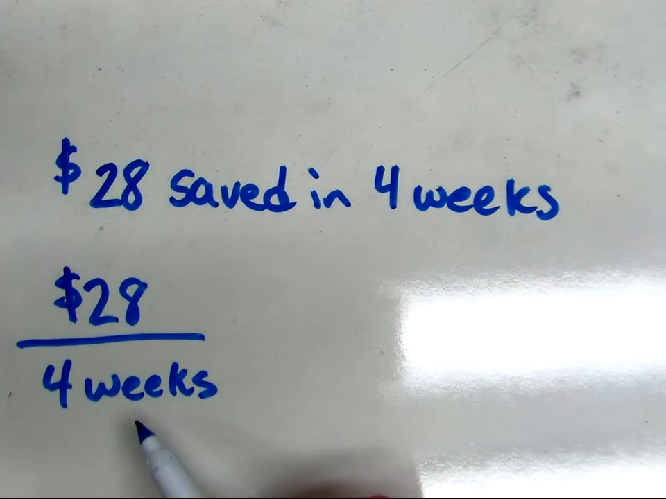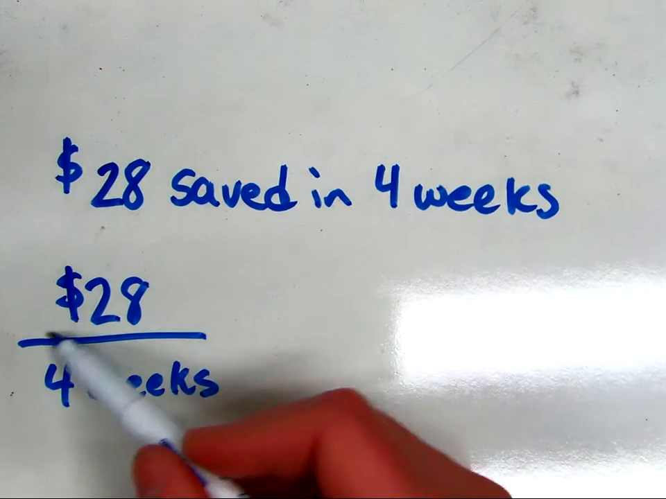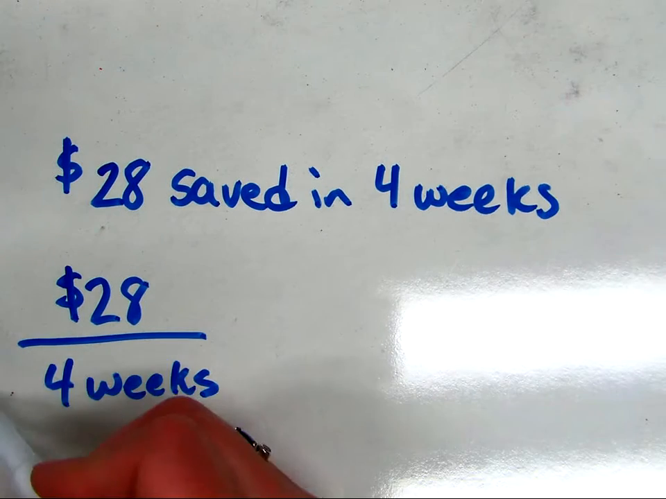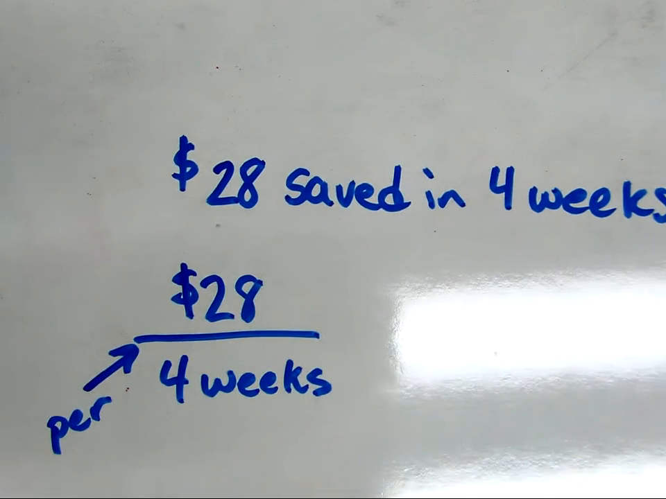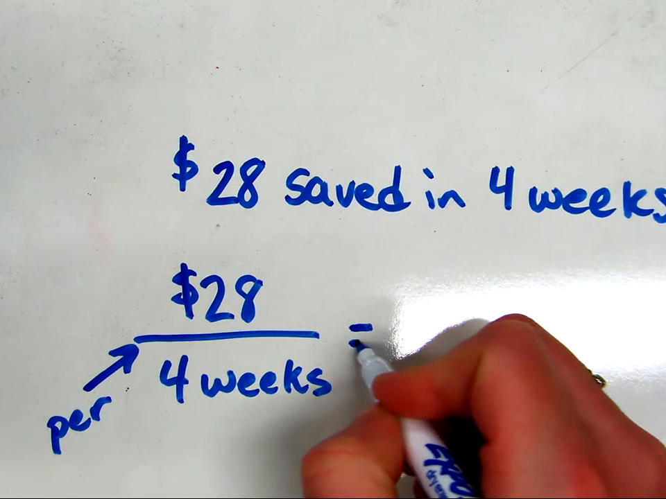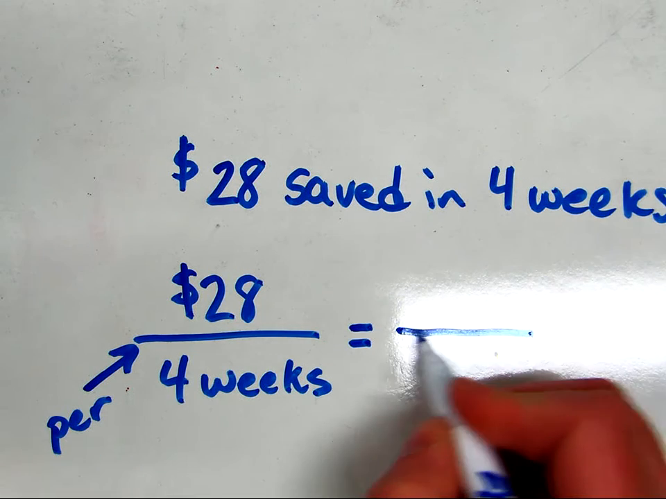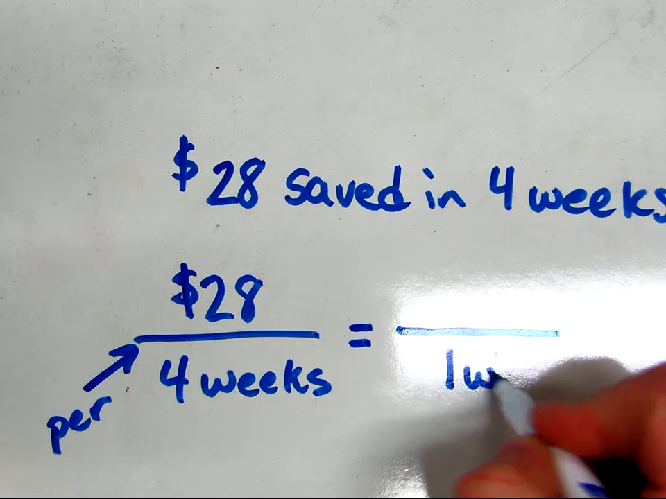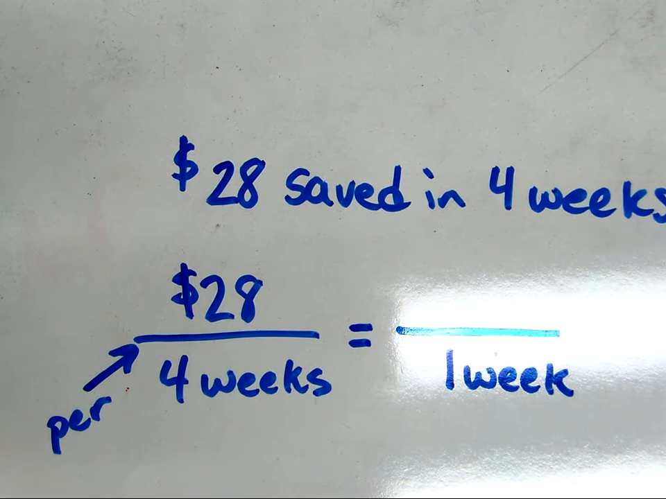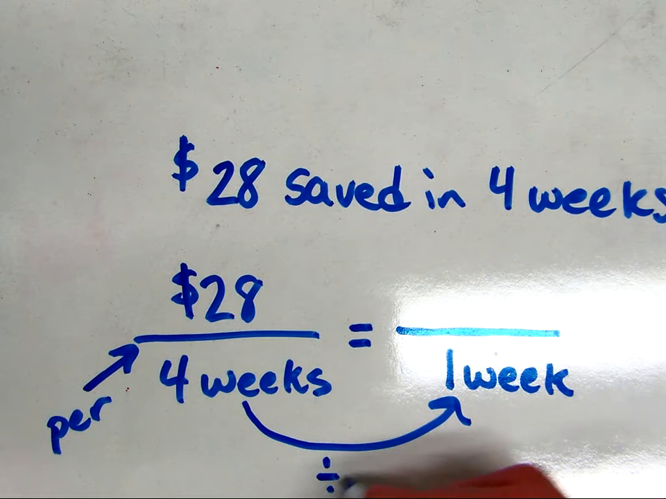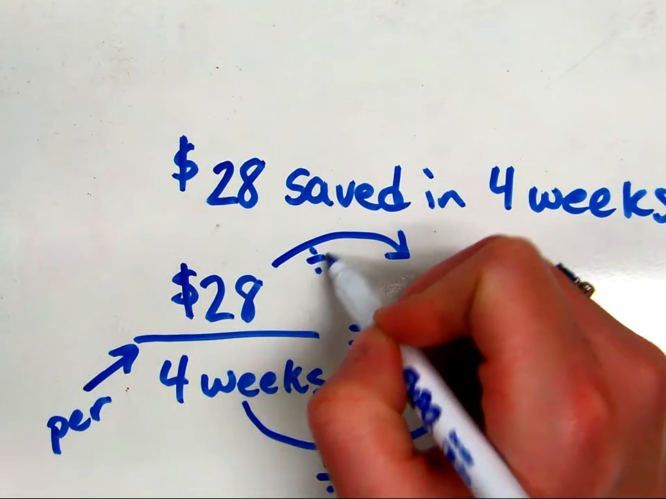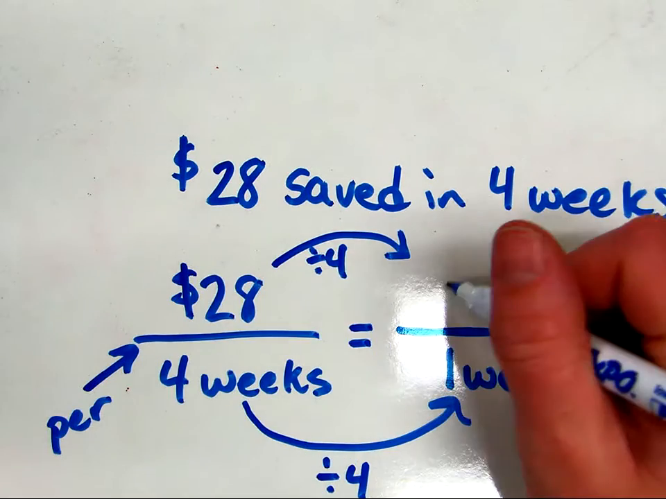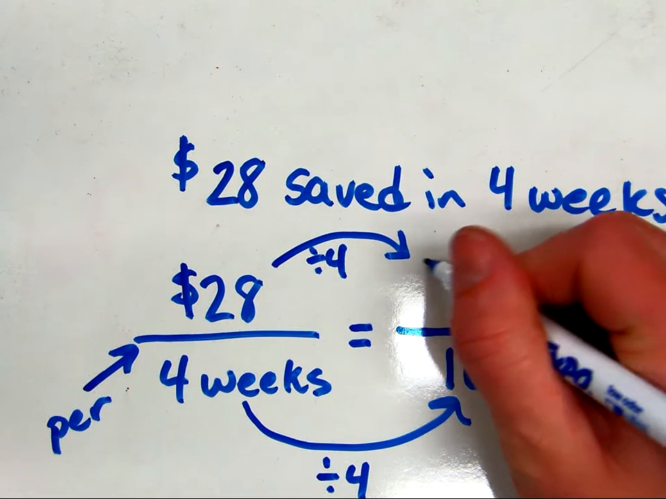Okay, that is very important. So if I have $28 per 4 weeks, this line we can always think of as the word per. I'm going to find an equivalent rate for 1 week. And how do we go from 4 weeks to 1 week? Divide by 4. So what you do to one, we're going to do to the other. $28 divided by 4 is $7 per week.